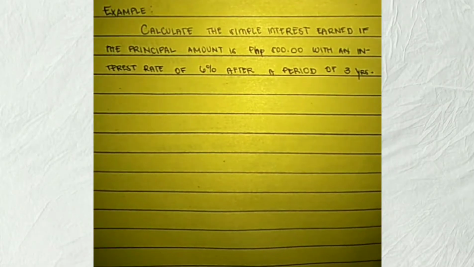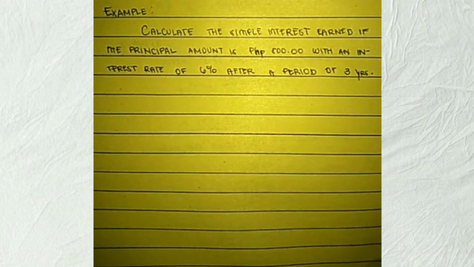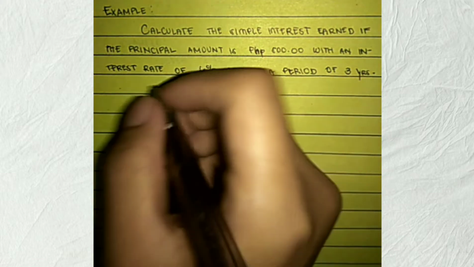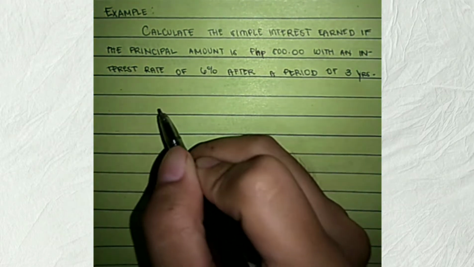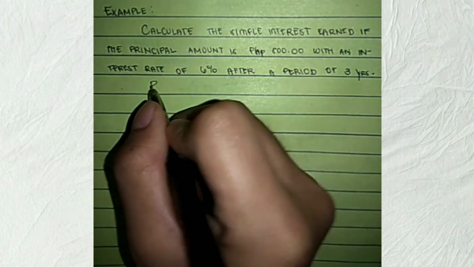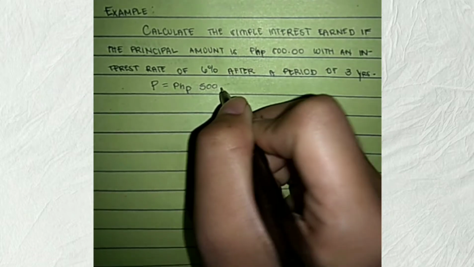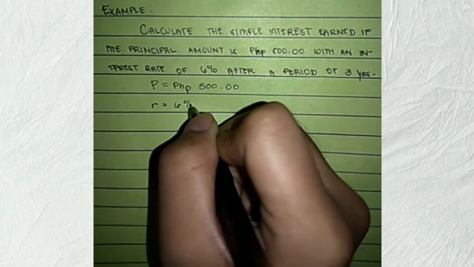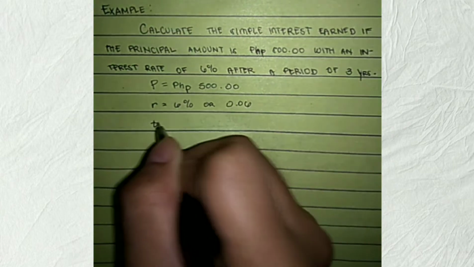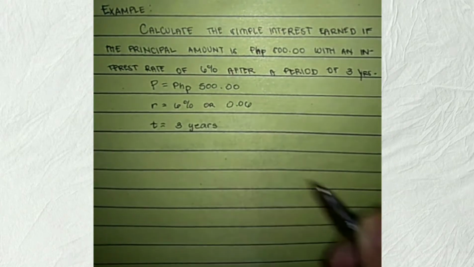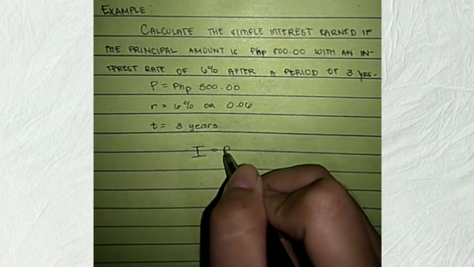So let's have an example. Calculate the simple interest earned if the principal amount is 500 pesos with an interest rate of 6% after a period of 3 years. The first thing we need to do is to organize the information we need from the given problem. So we have a principal amount of 500 pesos, rate of 6%, and in decimal form 0.06, and time is 3 years. After organizing, we will write the formula.